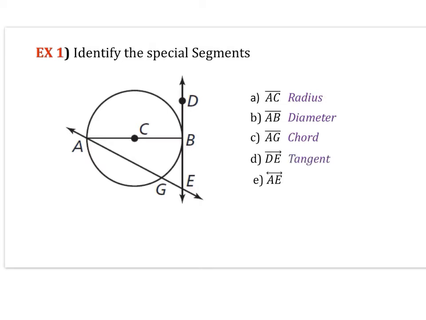Ray DE is tangent to circle C. And line AE is secant to circle C. So what's really important with identifying these segments and lines is that you pay attention to the symbols that are being used. Super important. You have a set of segments that have special names, and you have a set of lines or rays that have special names.